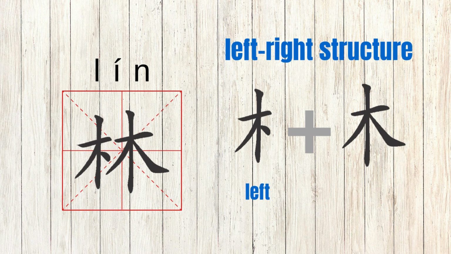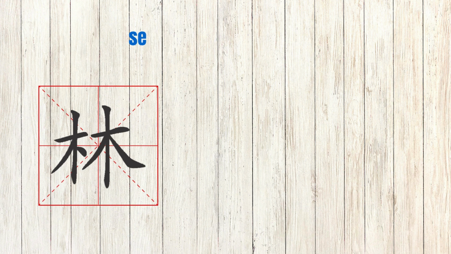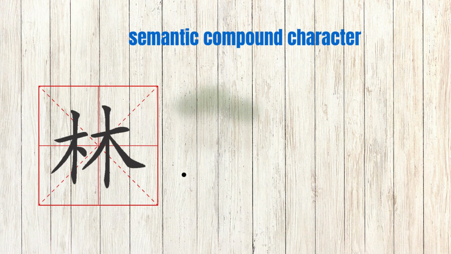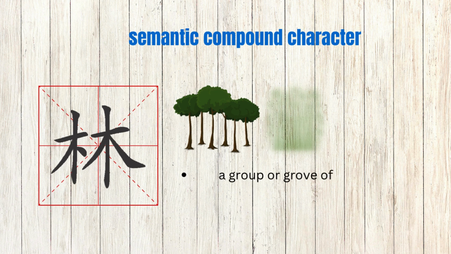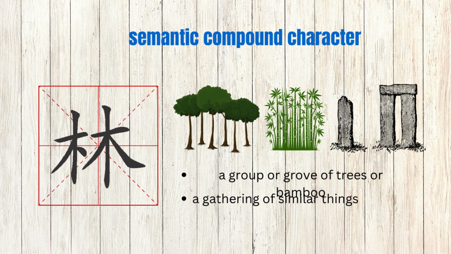The left one is slightly smaller, the right one slightly larger, like two trees growing side by side. 林 is a pictographic compound character. It represents a group of trees or bamboo growing together. It can also refer to a gathering of similar things. And it's also a very common Chinese surname.